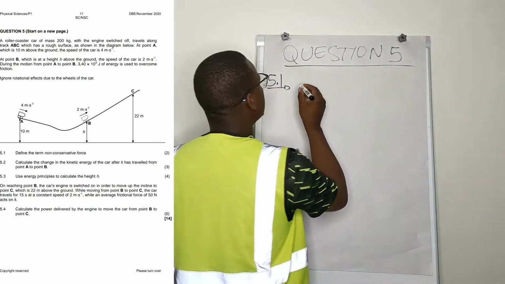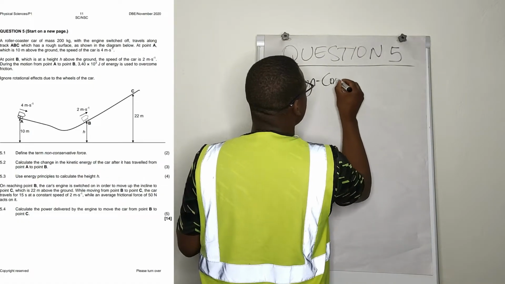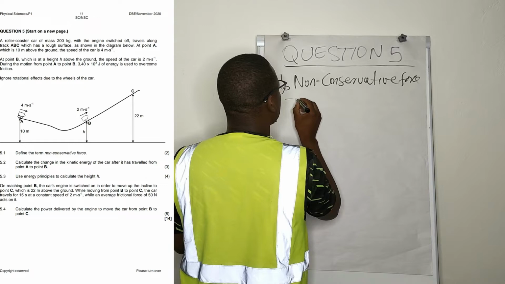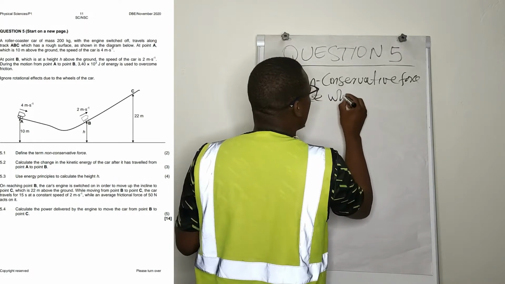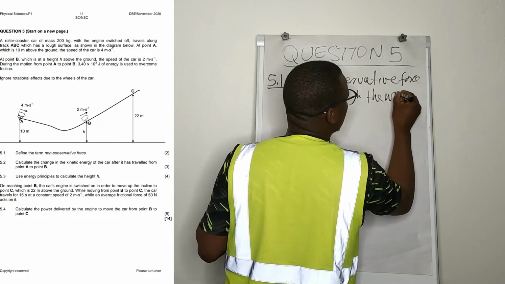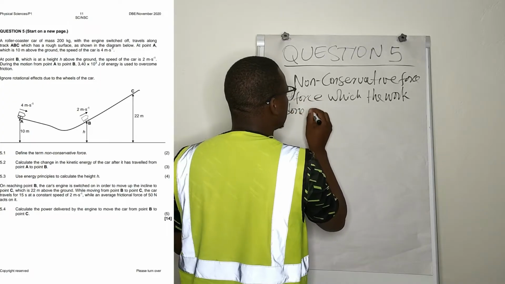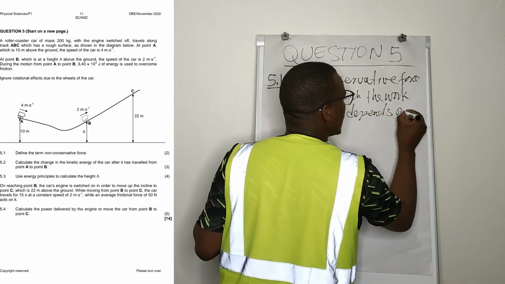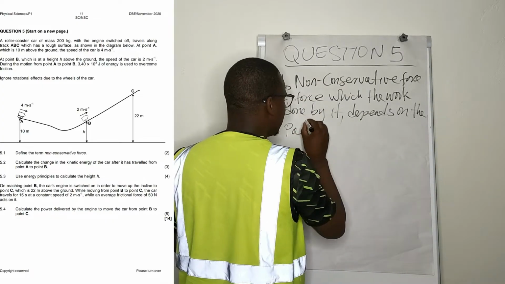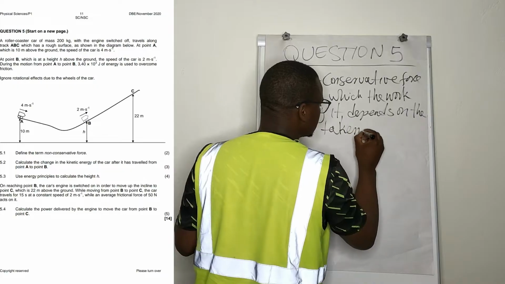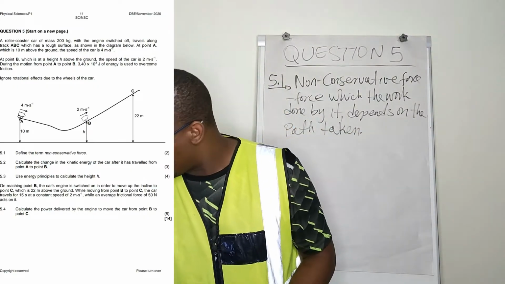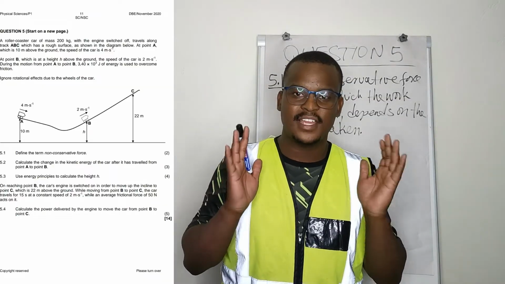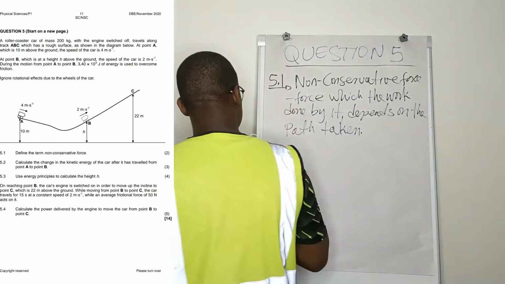So let's define it. A non-conservative force is a force for which the work done by it depends on the path taken. So that's the definition of a non-conservative force. A non-conservative force is the force whose work done depends on the path taken. So let's go to question 5.2.